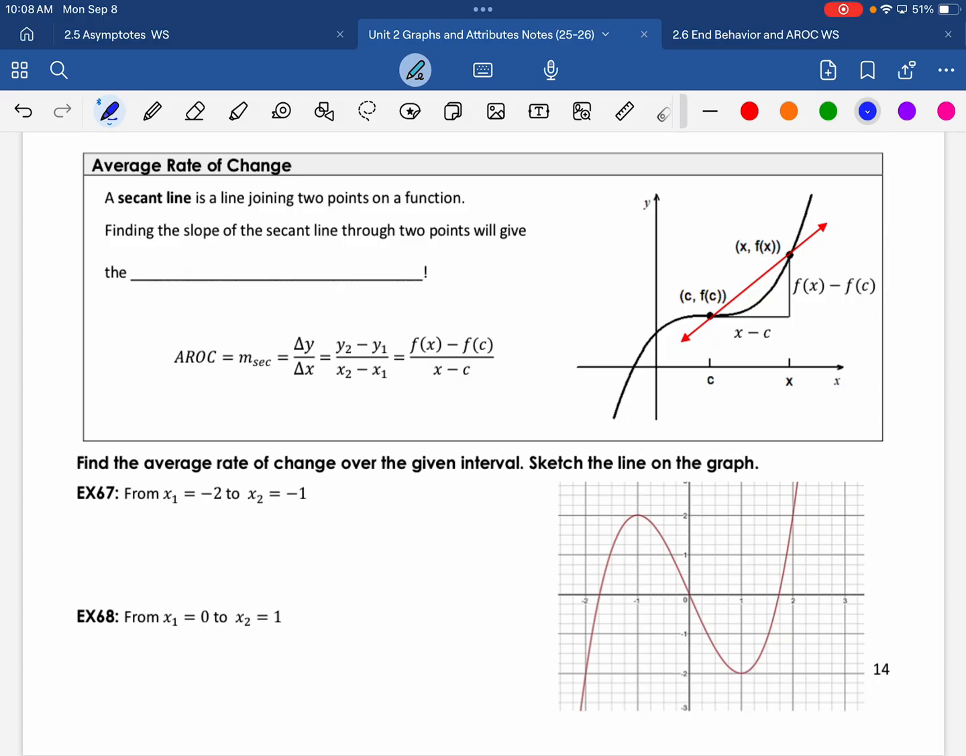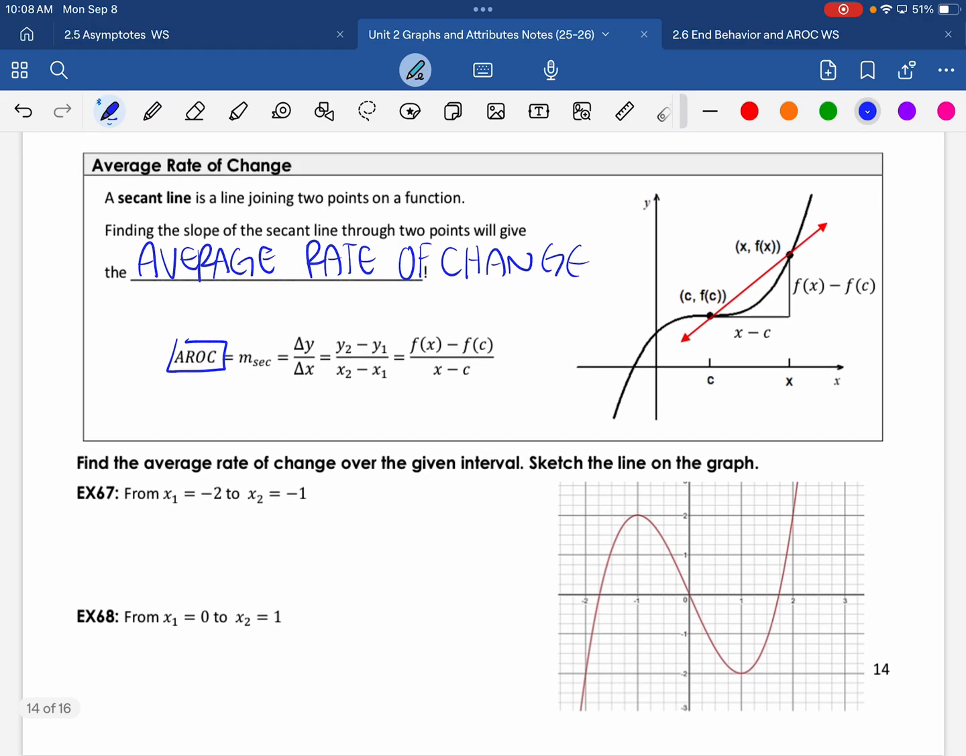All right, so a secant line is a line joining 2 points of a function. Finding the slope of the secant line through these 2 points is going to give you the average rate of change, AROC. I do normally abbreviate average rate of change as AROC. But all that is slope. So don't overcomplicate that. That is an Algebra 1 problem. All you're doing is finding slope: y2 minus y1 over x2 minus x1. I know they drilled slope into your brains over and over again when you took Algebra 1.